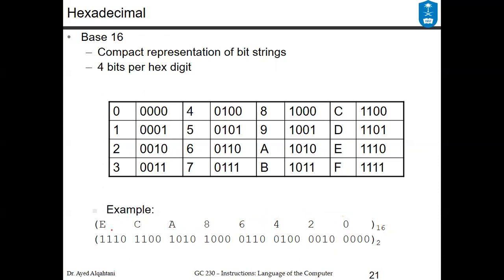Now, if you want to convert it to binary, you know E, looking at the table, is 0, 1, 1, 1. C is 0, 0, 1, 1. A is 0, 1, 0, 1. 8 is 0, 0, 0, 1. 6 is 0, 1, 1, 0. 4 is 0, 0, 1, 0. 2 is 0, 1, 0, 0. 0 is 0, 0, 0, 0. It's important to always remember that if you are converting from hexadecimal to binary, you take 4 bits per hex digit. You have E, you convert it to 4 bits. You have 2, you also convert it to 4 bits.